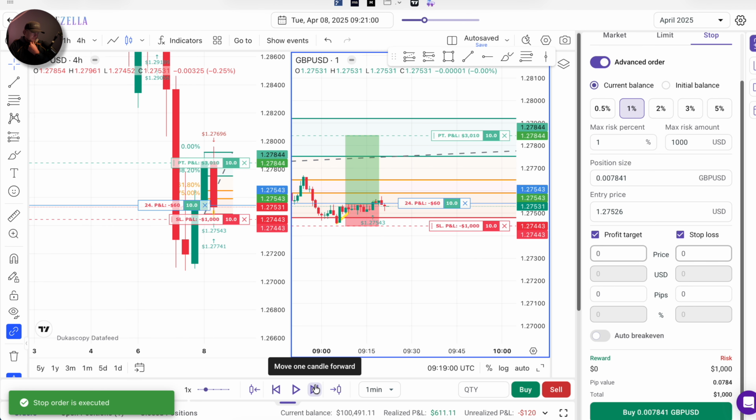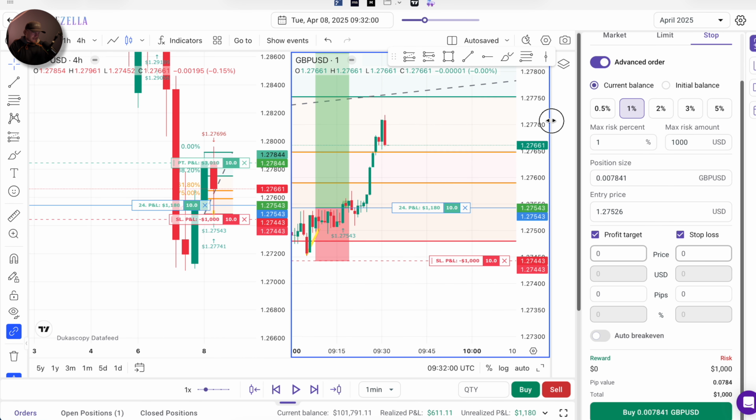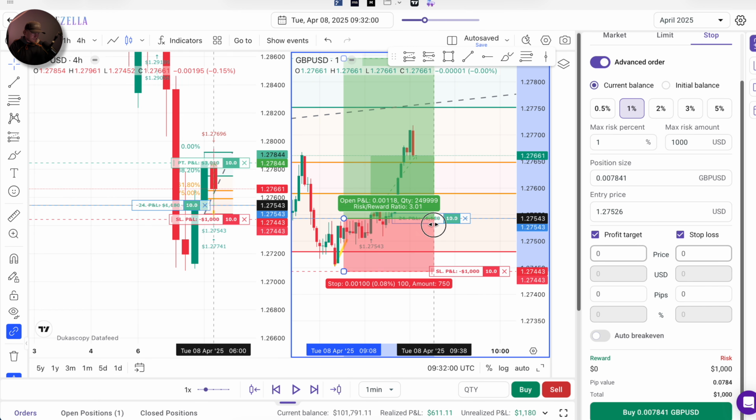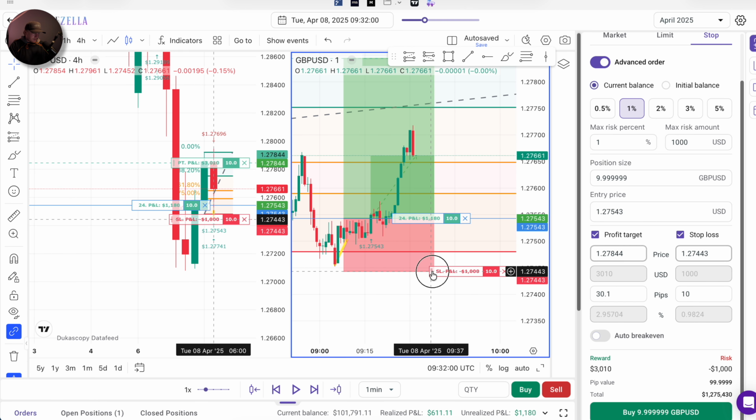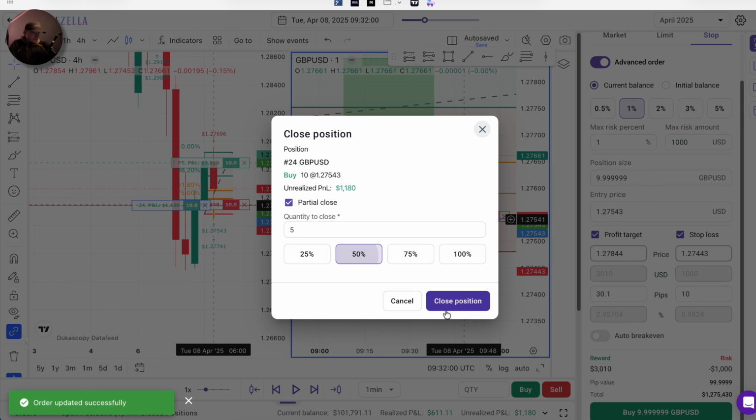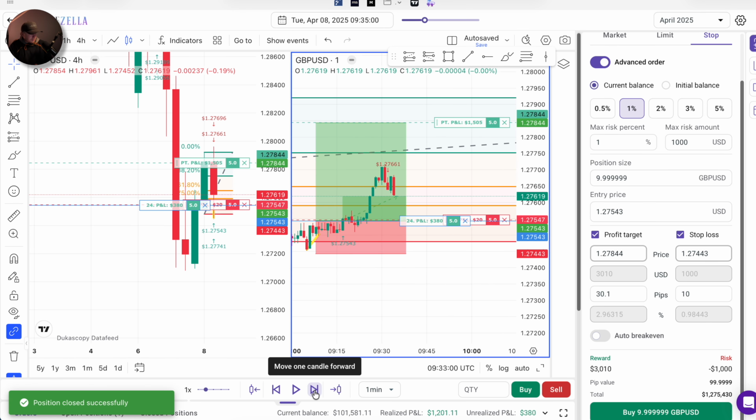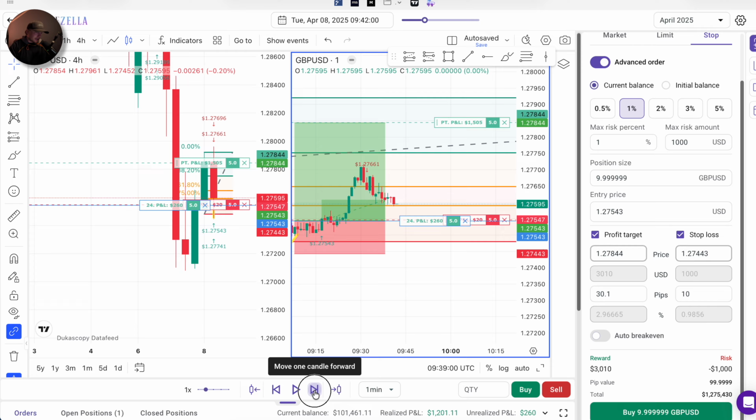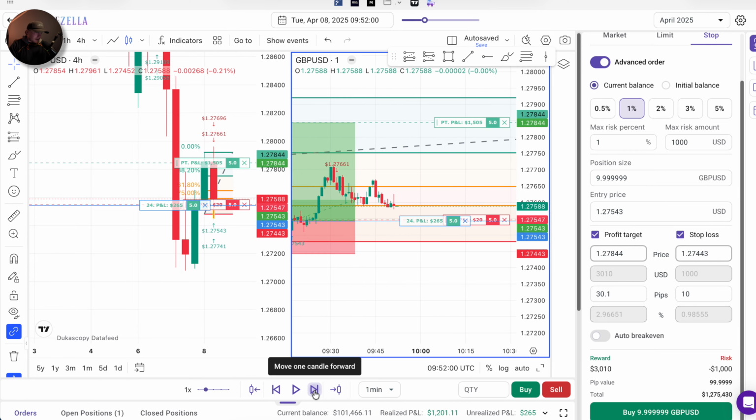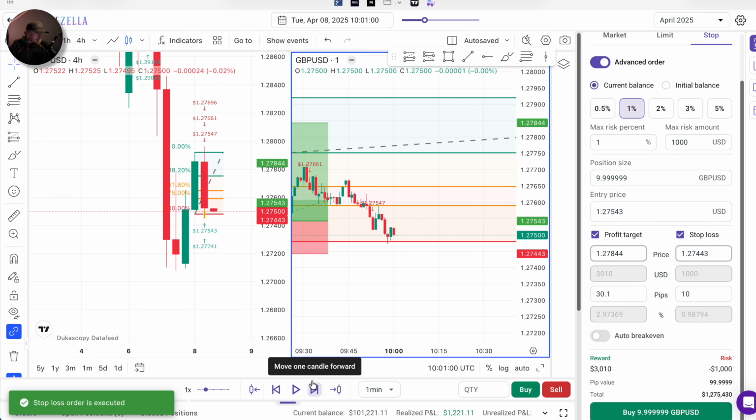Triggered in. Price pushes up with go break even now and 50% off. So break even, 50 off. See if we can continue up. We're really close to the new 4-hour candle here, so let's see what happens. Price pushes down and then, yeah, we're break even. Well, we took 50 off, so a bit of profit on that one.